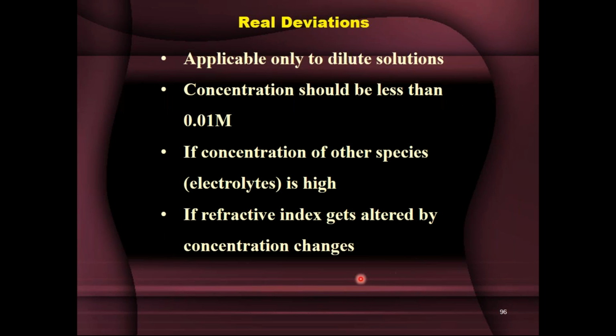So in order to avoid real limitations, we have to ensure that the concentration of our sample solution is less than 0.01, and we prepare the sample solution such that the concentration of other species, particularly electrolytes, is also low in the sample solution. Then real limitations or deviations can be kept to a minimum, and we can avoid any errors in our analysis.